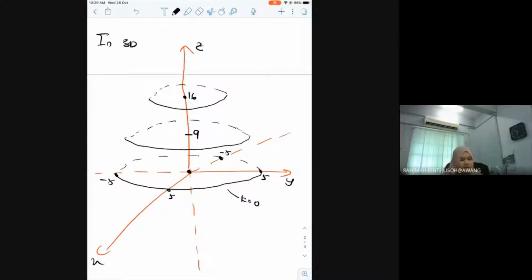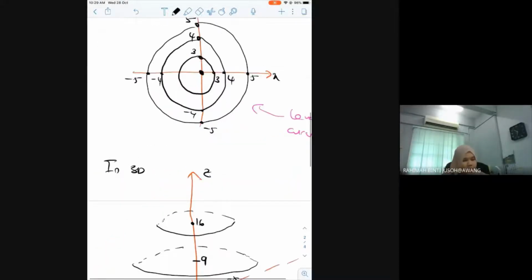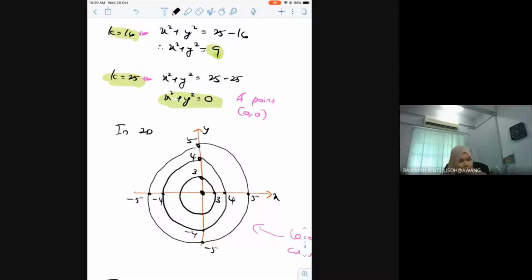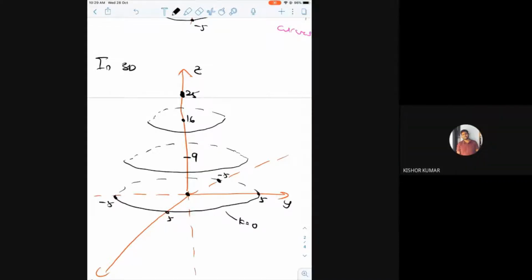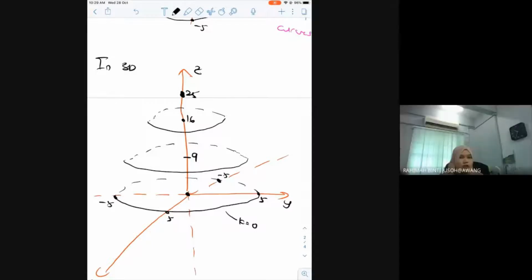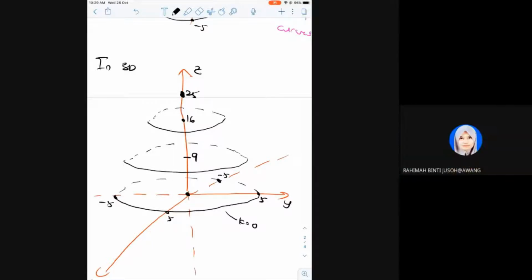All right. Now, the last one. What happened when k equals to 25? When k equals to 25, we just have a point at 0, 0. X equals to 0 and y equals to 0. Because we don't have any radius here. So k equals to 25, just a point with x equals to 0 and y equals to 0. So 25, just a point like this. Titik je. Okay, understand now guys? Okay, good.